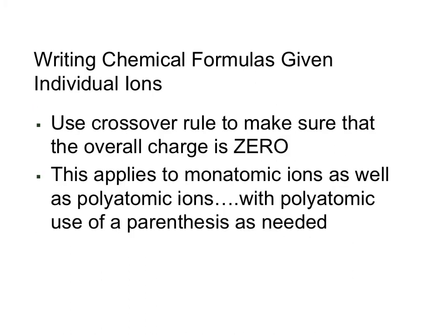When writing chemical formulas from ions, we can use what we call the crossover rule to make sure that our overall charge is 0. This will apply to monatomic ions as well as to polyatomic ions. We do have to remember, however, that with polyatomic ions, we might have to use parentheses to indicate the total number of the entire polyatomic ion. We'll see some examples of that in a minute.